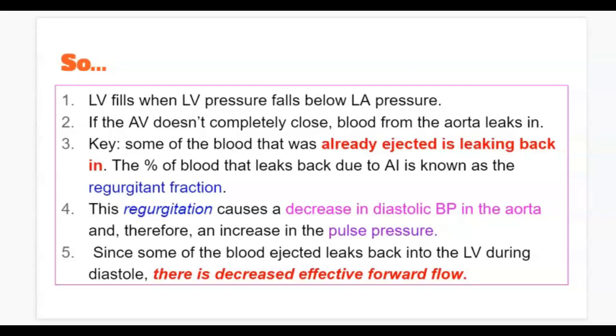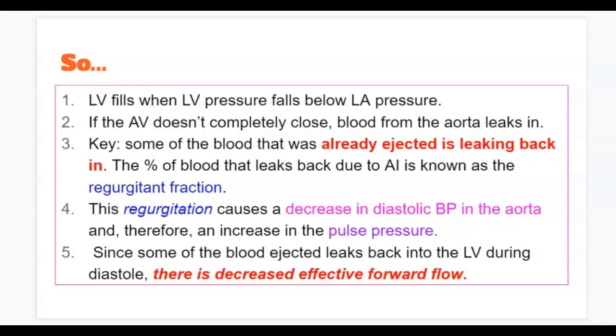Well, if the aortic valve doesn't completely close, blood from the aorta is going to leak in. Now remember, some of that blood was already ejected, and that's leaking back into the left ventricle. The percent of blood that leaks back due to the insufficiency of the aortic valve is known as the regurgitant fraction. This regurgitation causes a decrease in diastolic blood pressure in the aorta because it should be up there, now it's down into the left ventricle, and therefore an increase in what's called the pulse pressure.